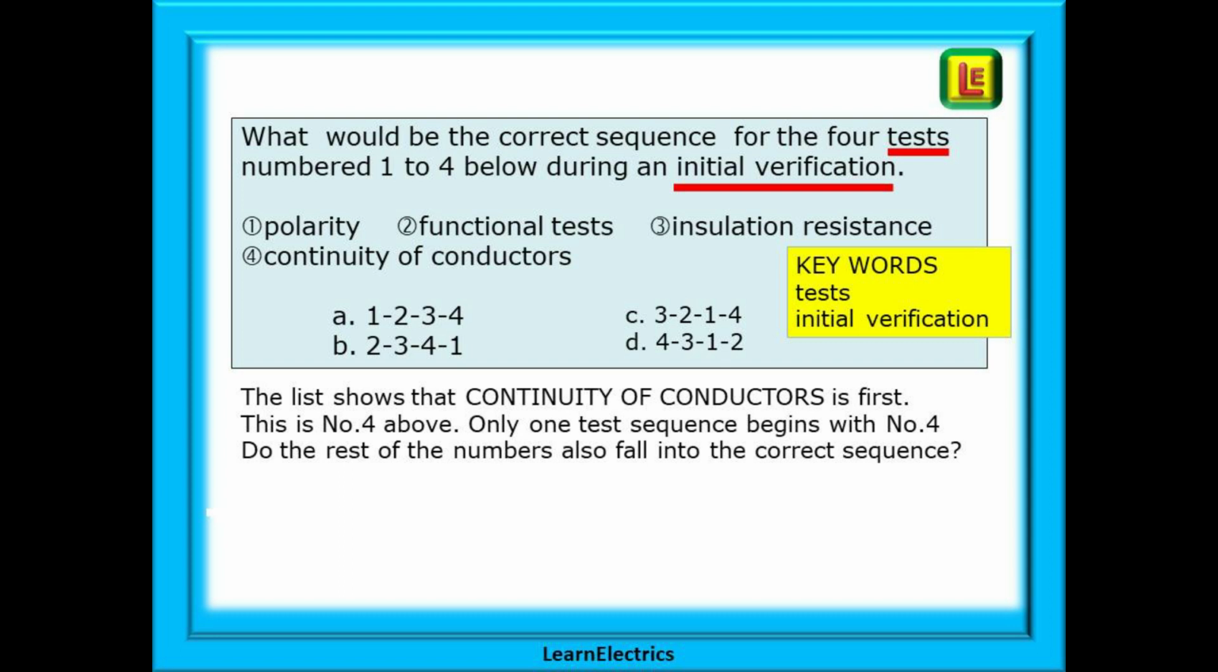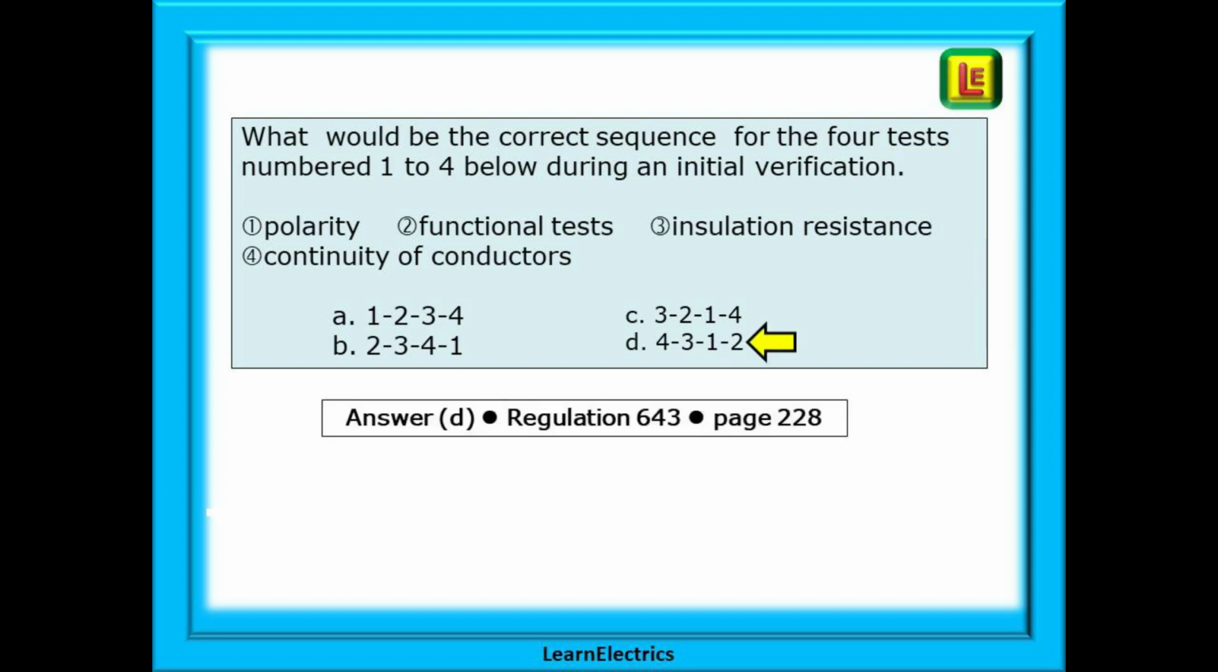The list on page 228 shows that continuity of conductors comes first. This is test number 4 on the question, and so the answer A, B, C or D must begin with a 4. There is only one answer beginning with a 4. Check that the other numbers after the 4 will fall into the required sequence, and you have your answer. The answer is D, sequence 4, 3, 1, 2. Take your time with questions like this and work methodically.